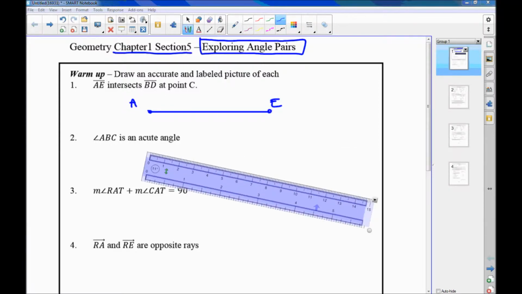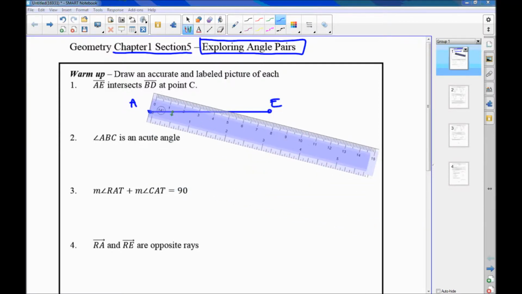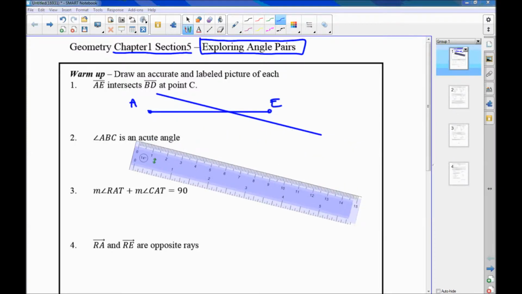So I'll just turn my ruler slightly. And we'll cut across here. And this is B and D. And they intersect at point C. So the place where they cross is point C. All right, angle ABC is an acute angle.